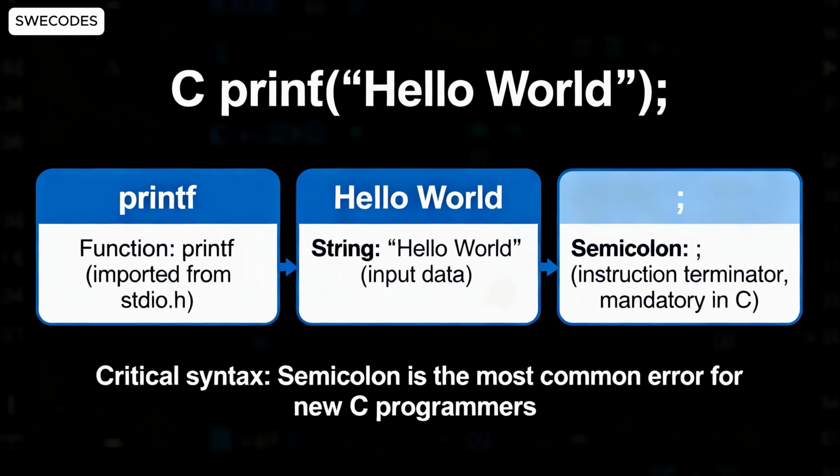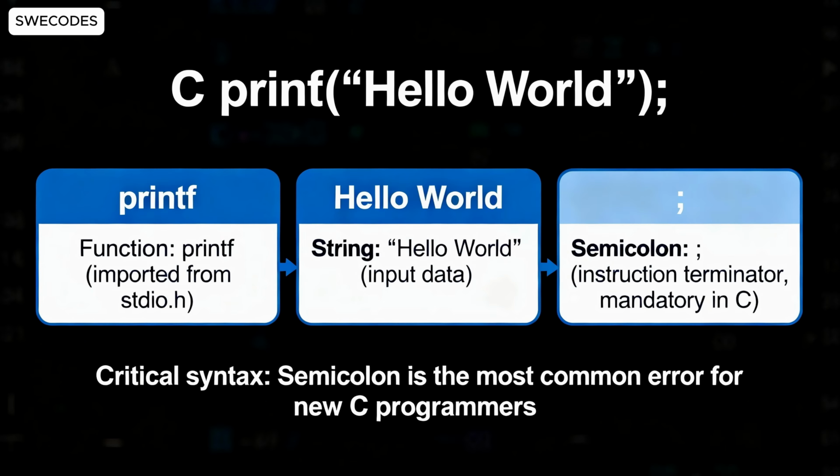Let's analyze this line, printf, hello world. It's actually 2 distinct parts. printf is the command, or more accurately, the function. This is the tool we imported from stdio.h. And hello world is the data, in this case a text string, that we are passing to that function. You're simply saying, execute the print formatted command and use this text as its input.